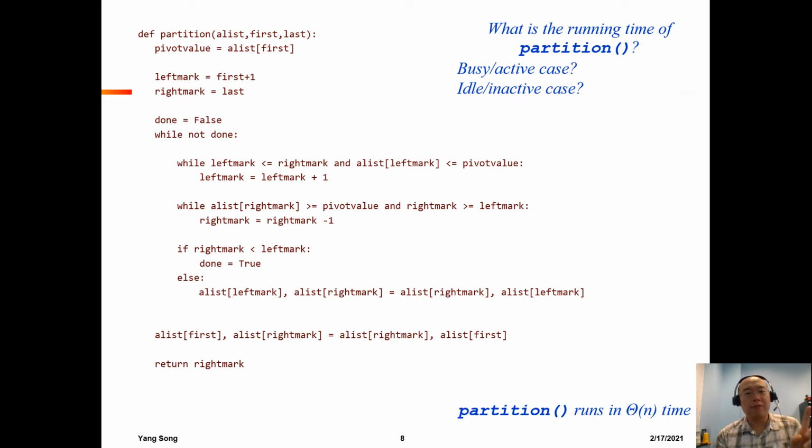It doesn't matter whether we do a lot of swapping or there's no swapping to be done at all. But remember, we only touch all the values once and only once, and that's enough. And so this partition is a linear algorithm, and we can see for the busy cases it could be 5n, and for the idle cases it could be 3n, but it doesn't matter. It is a linear time algorithm.